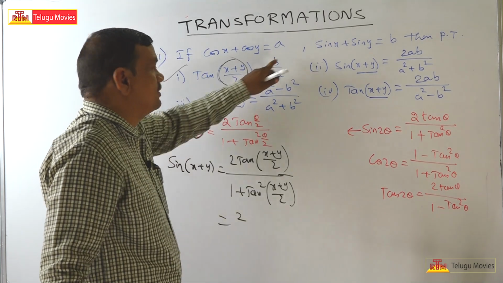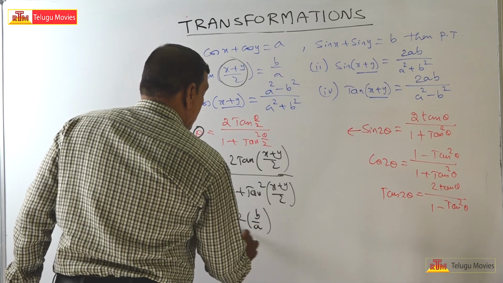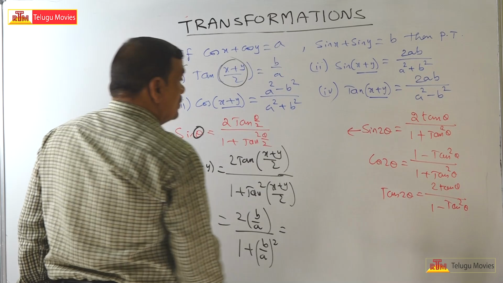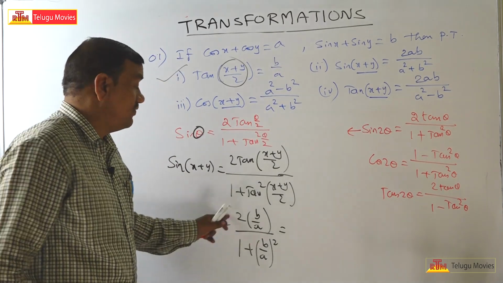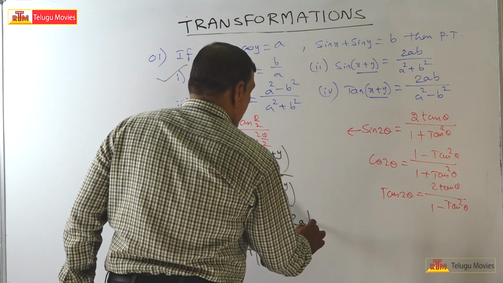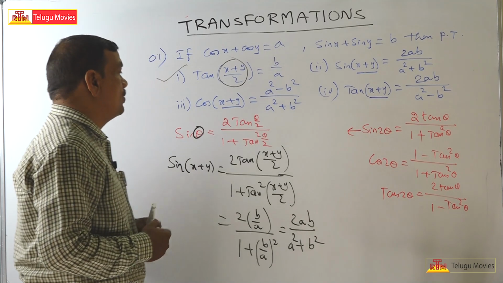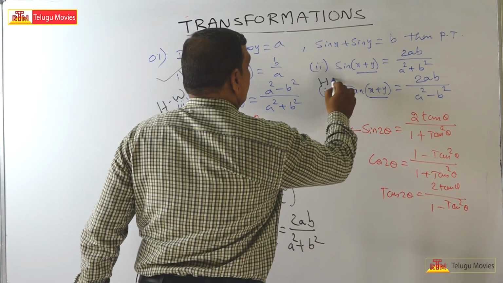Already we know tan of x plus y by 2 is equal to b by a. So this is 2 times b by a upon 1 plus b by a whole square. If you observe here, b square by a square, one a will cancel, one a will come in the numerator: 2ab by a square plus b square. Okay, so the remaining ones you take as homework.